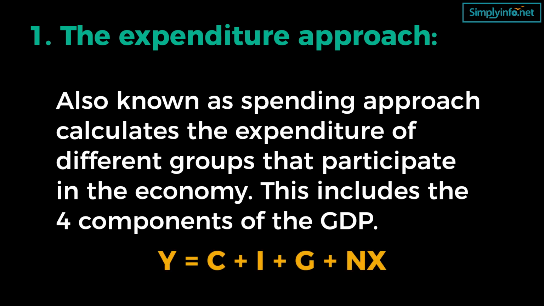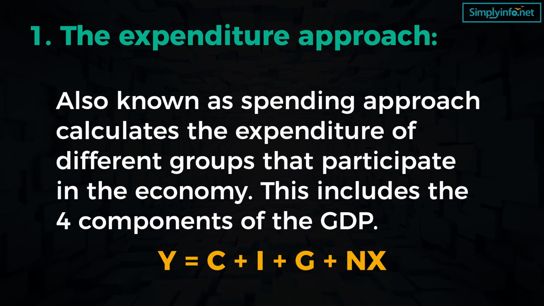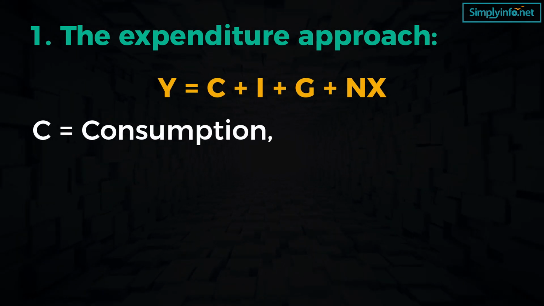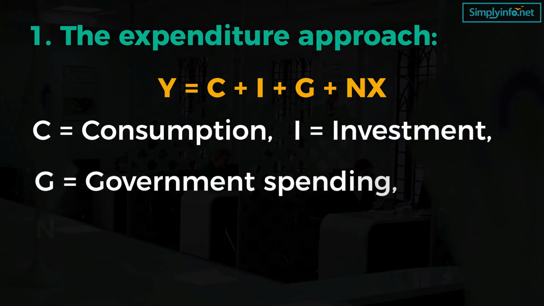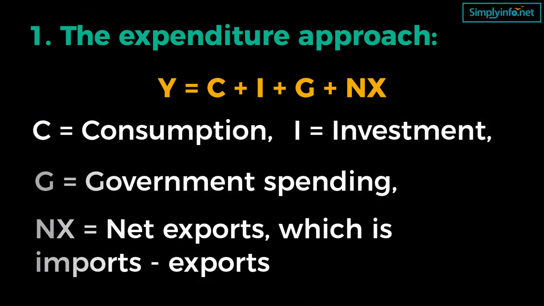Y = C + I + G + NX, where C is consumption, I is investment, G is government spending, and NX is net exports, which is exports minus imports. Let's look at them one by one.